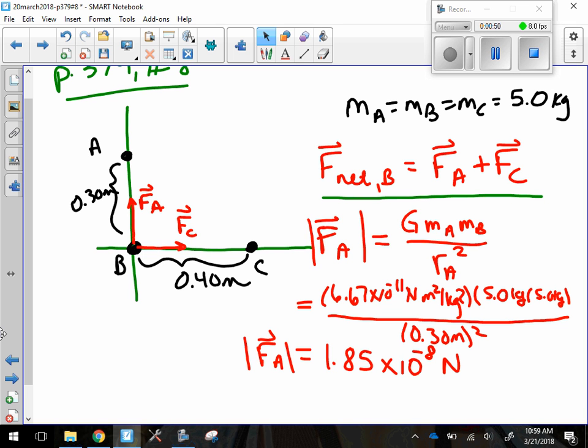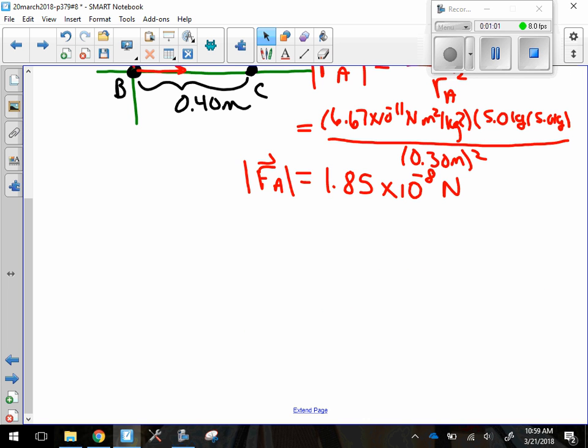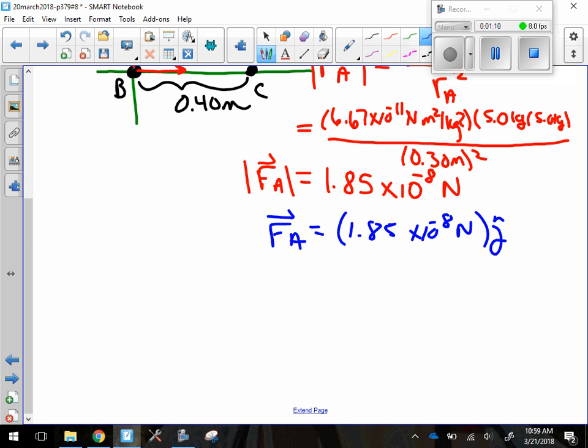So we kind of drew in where those were, and we actually figured out what FA was. And FA is going to be in the positive y direction. So if I wanted to, I could even write that FA was 1.85 times 10 to the negative 8 newtons times J.